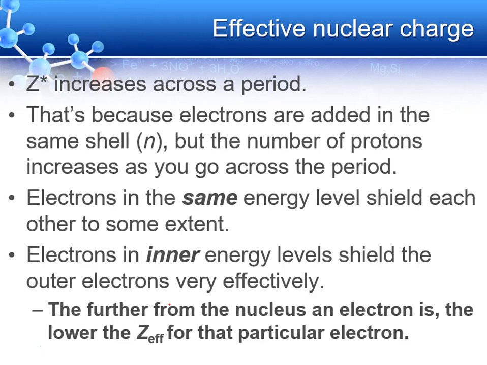So we should note that electrons in the same energy level shield each other to some extent, but the inner energy levels shield the outer electrons very effectively. So that means the further from the nucleus an electron is, the lower the effective nuclear charge is for that particular electron.